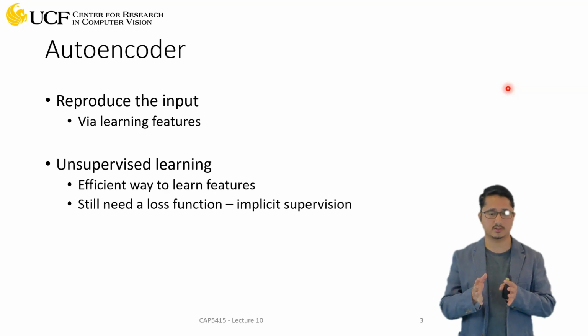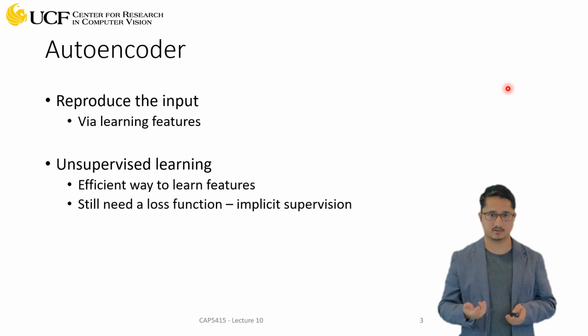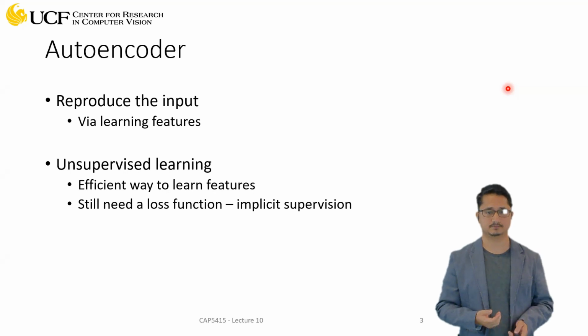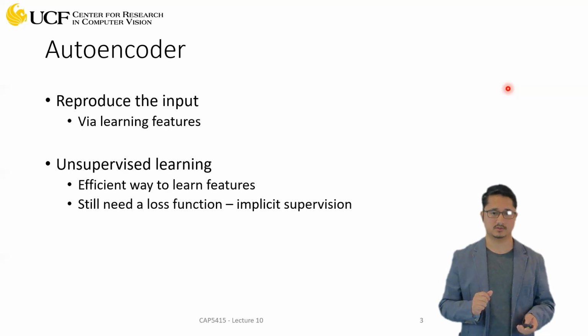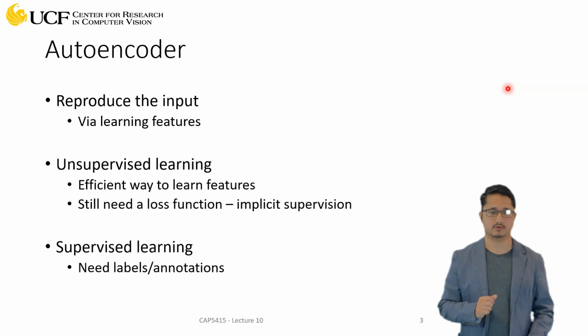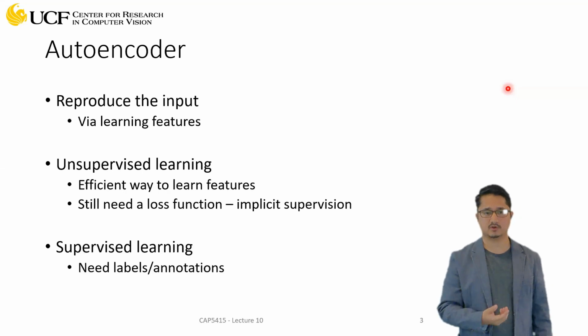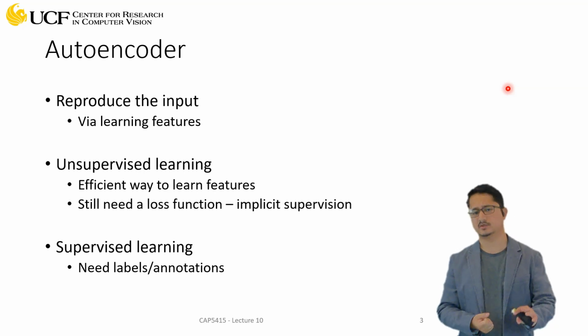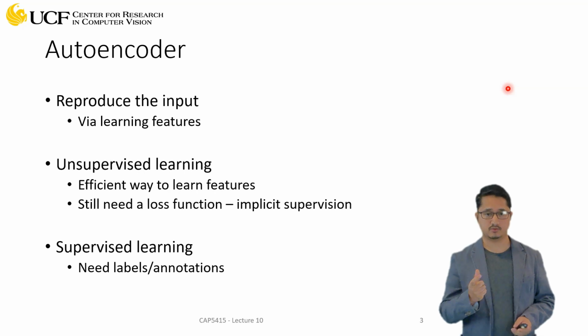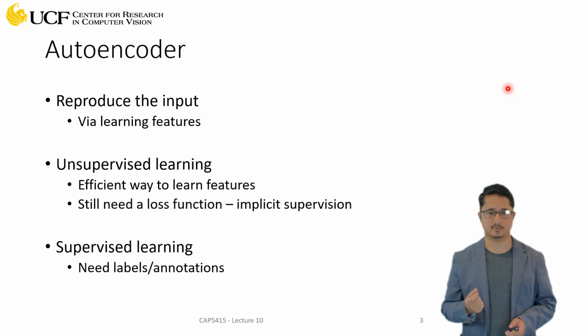Okay, but still you will have a loss function, you will compute the loss values, you will compute the gradients, and you are going to train your model. So you have that supervision in autoencoders. Now, for supervised learning, as I said, you will need some kind of labels or annotations. One simple example is, if you are doing image classification, for each image, you should know what object is present in that image to be able to train your model.